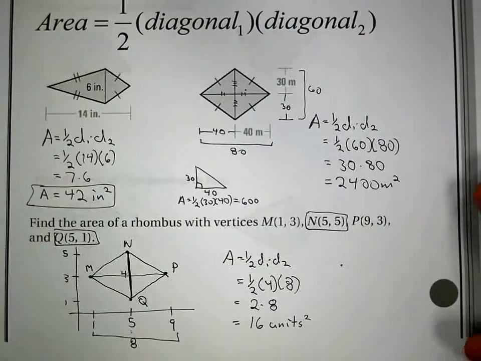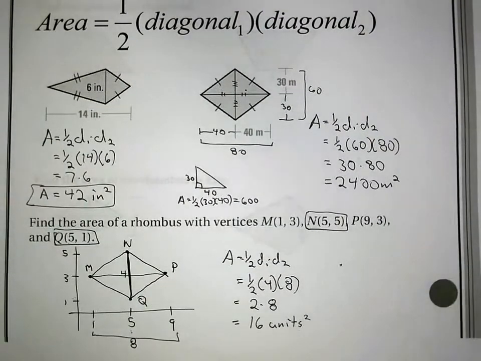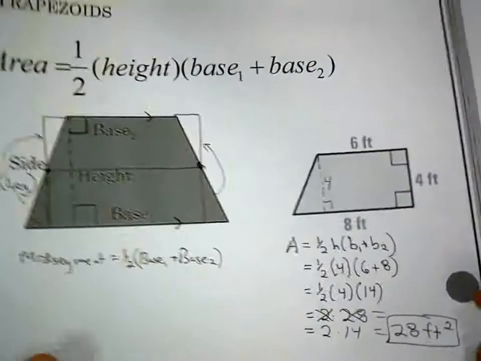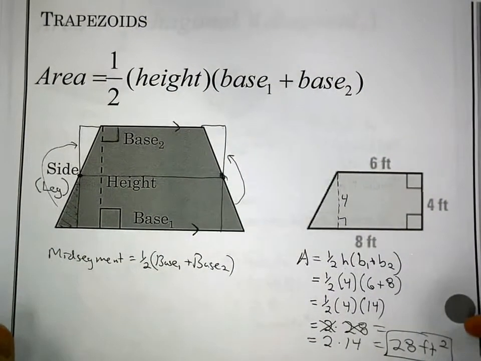So good luck on these problems. Make sure you're picking the right formula. Whenever you're going to a trapezoid, be sure that you're looking at your height is perpendicular to the bases, and you choose the correct formula. Remember, 1/2 height times base 1 plus base 2.